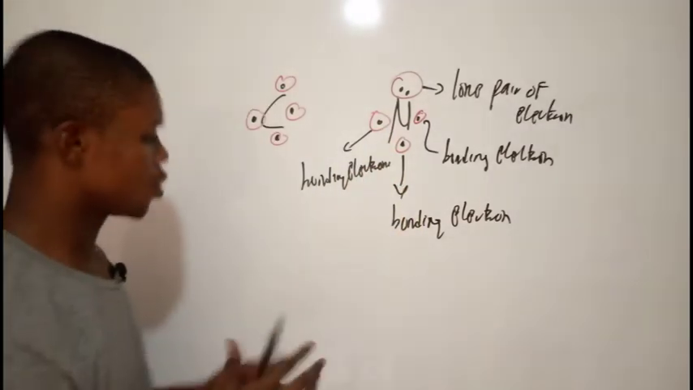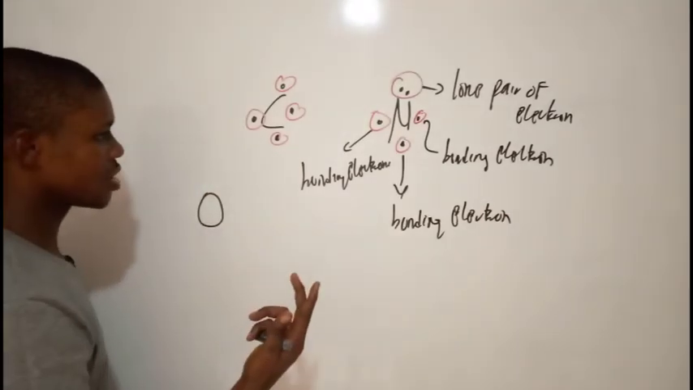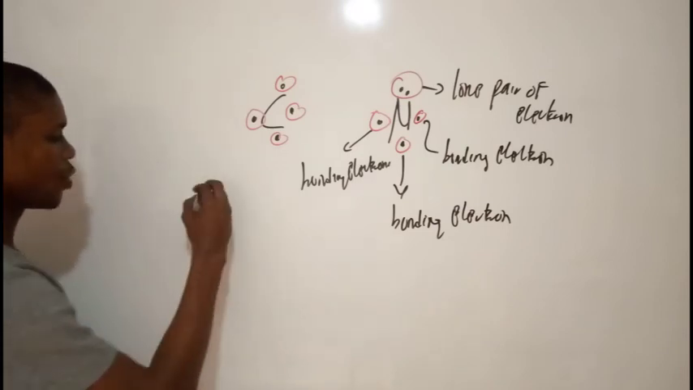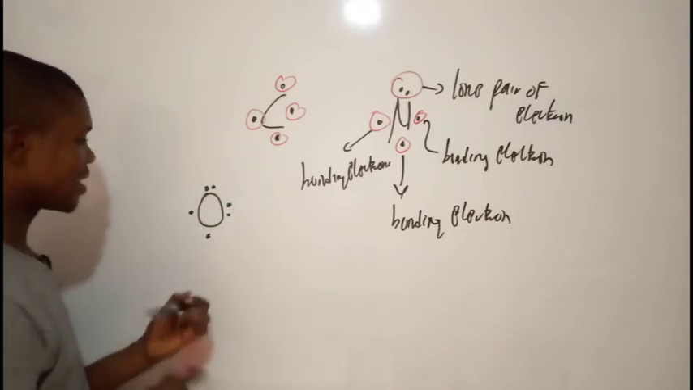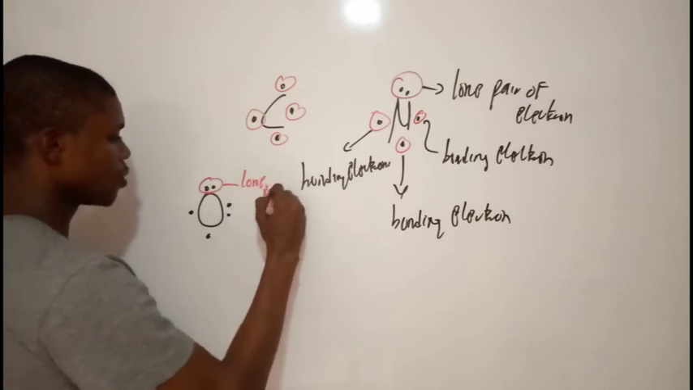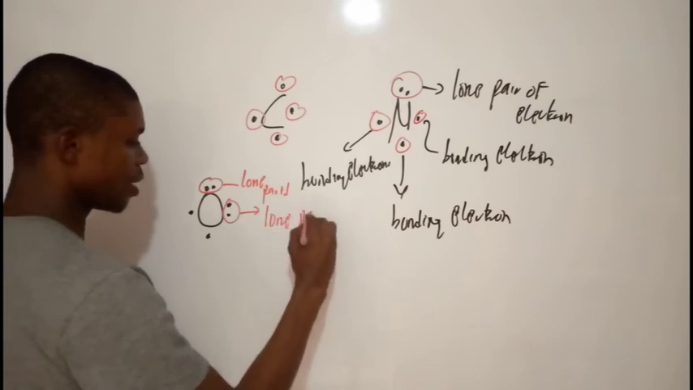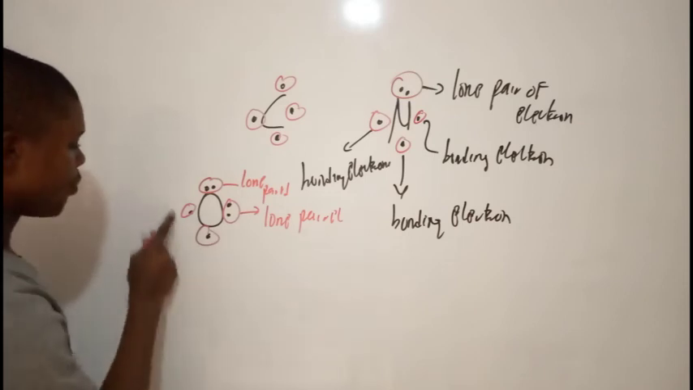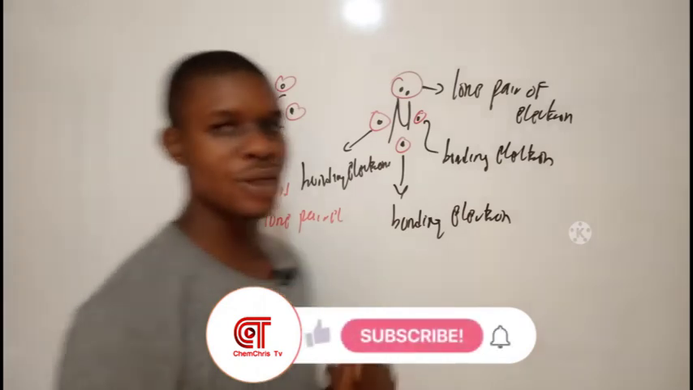So these are things you need to understand. Then for oxygen here, remember oxygen has 6 valence electrons, which is going to be 1, 2, 3, 4, 5, 6. So you can see that these pairs are called lone pairs of electrons. Here we have bonding electrons, because they are capable of forming bonds. So these are things you need to understand.